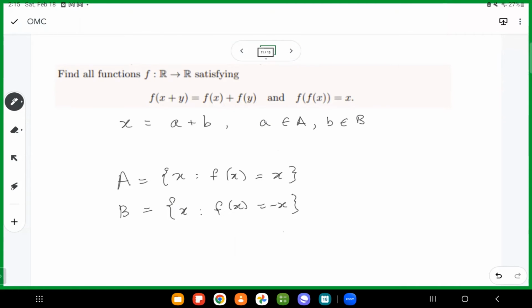What are we supposed to do? A and B are two sets given to us, right? Which follow this. Yes, let's say two such sets exist. Then try and show that you can express any real as a sum of two values a plus b.